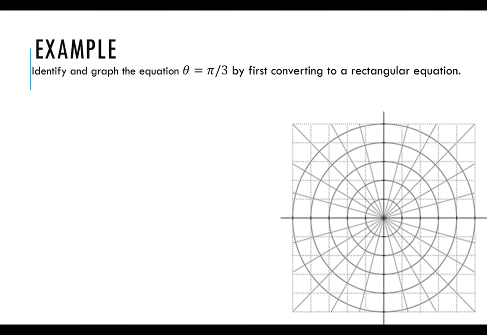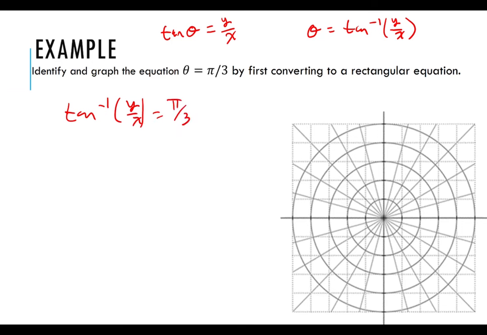Alright, so now let's identify and graph the equation theta is equal to pi thirds. Well, recall that tangent of theta is equal to y divided by x. And so that means that theta is equal to tan inverse of y over x, which then means that tan inverse of y divided by x being equal to pi thirds, take tangent of both sides, that means y divided by x is equal to tangent of pi thirds. And so then I get y is equal to root 3.